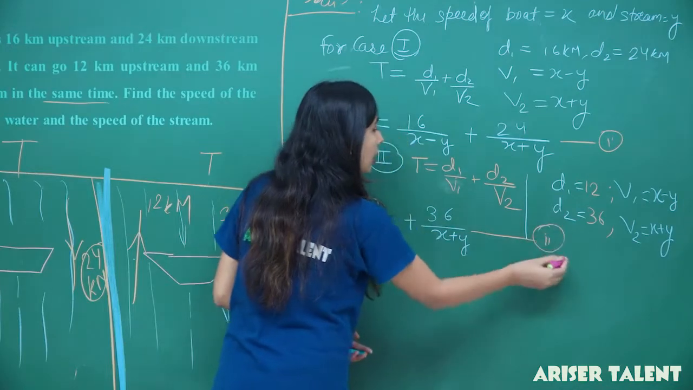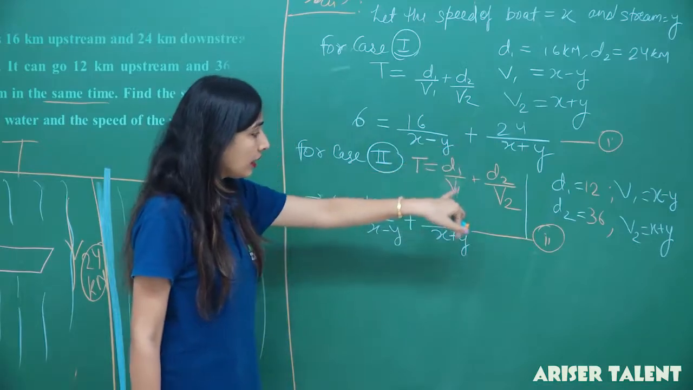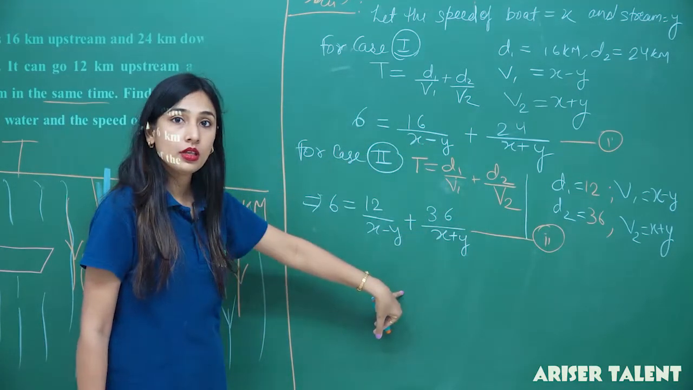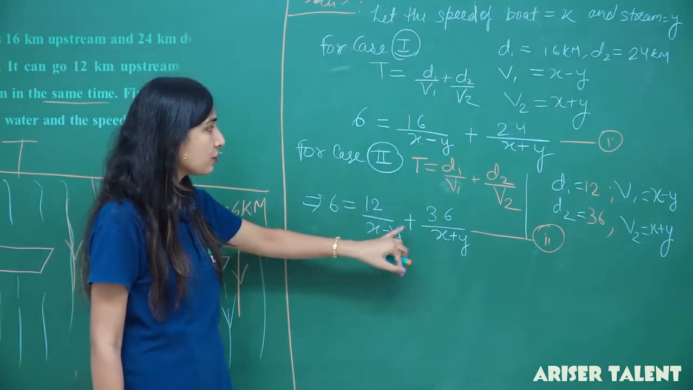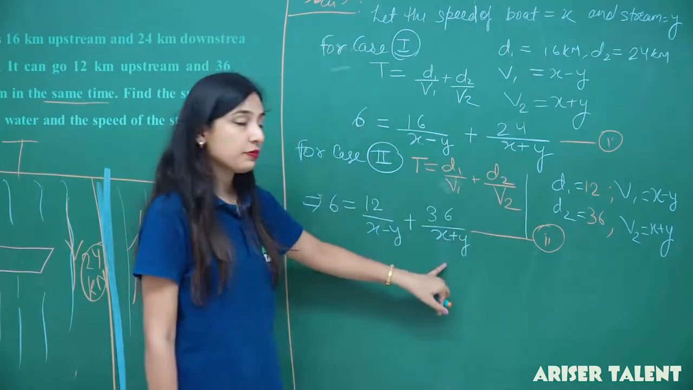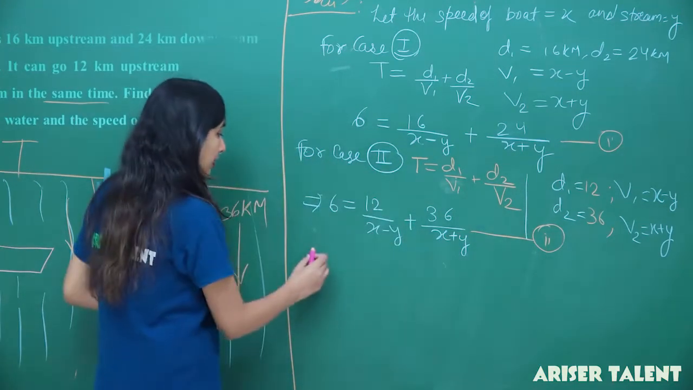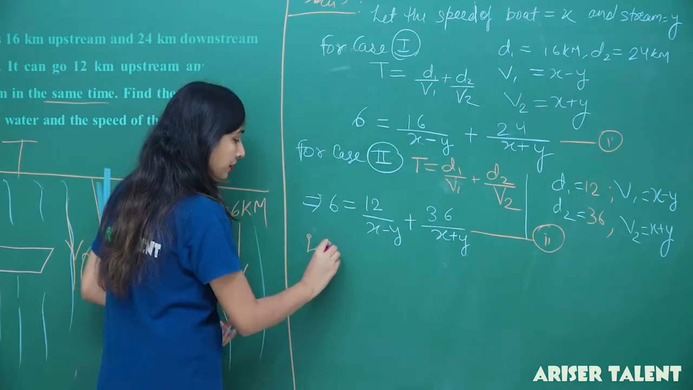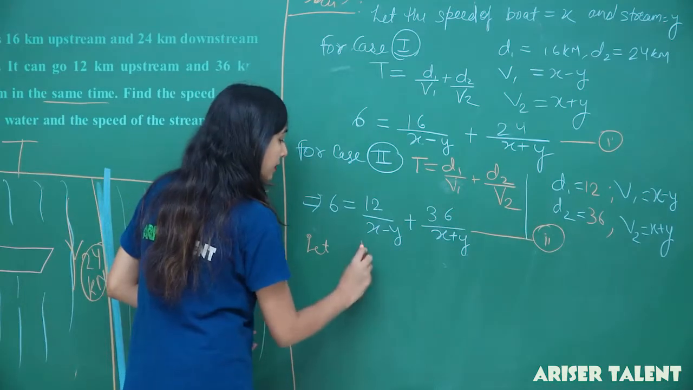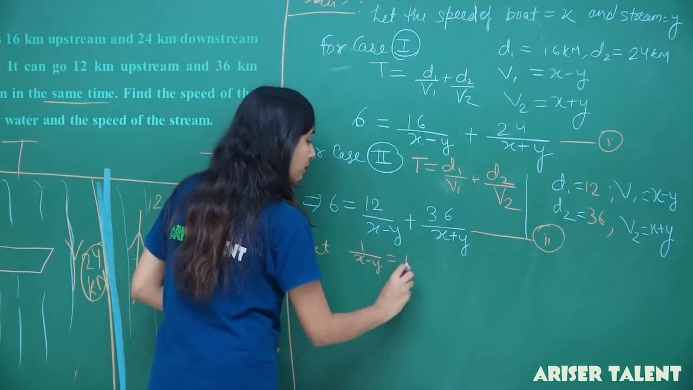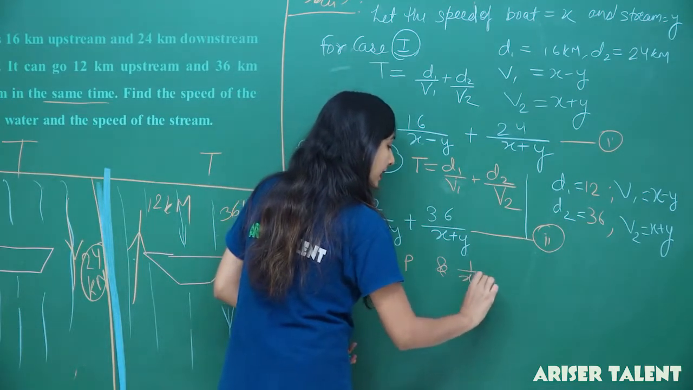Equation 2, dear students. Now, I am asking, have you ever seen this kind of equation? In this, I am having 1 upon x minus y, 1 upon x minus y, 1 upon x plus y, 1 upon x plus y. So, can I substitute it by some value? Let 1 upon x minus y equal to p, right, and 1 upon x plus y equal to q.